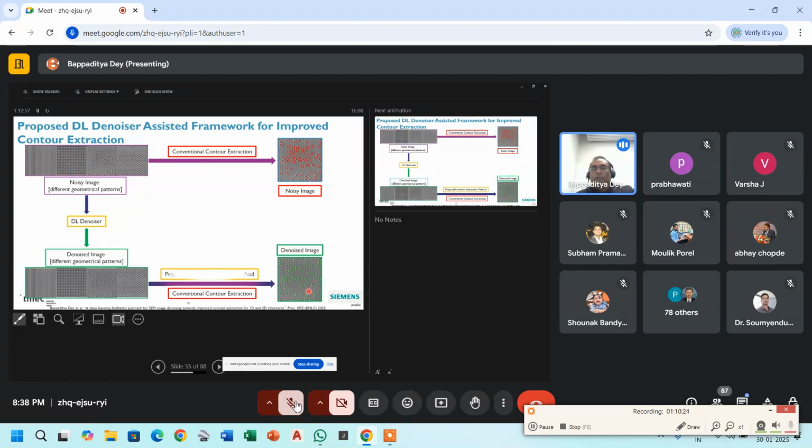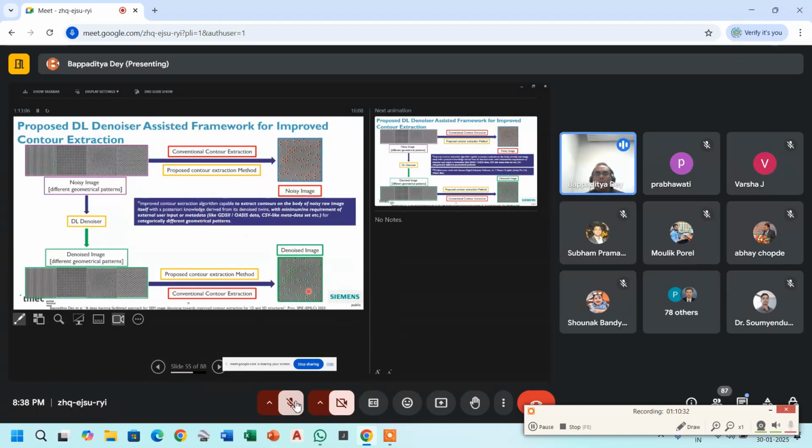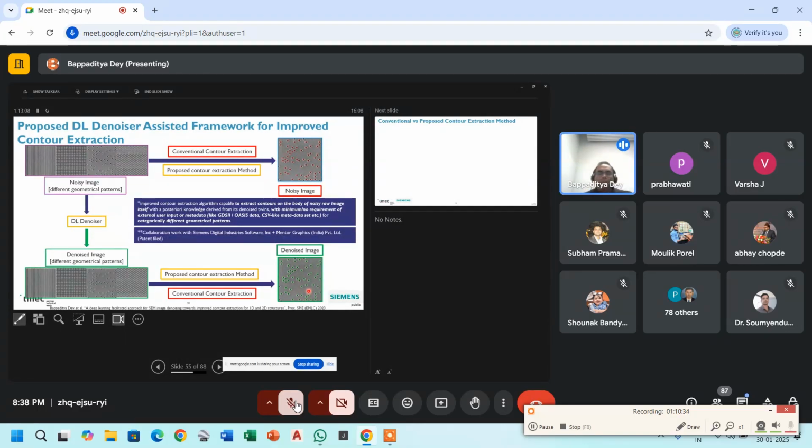So what we did, we invented a new contour extraction method on top of Canny. And basically now you can see the result is completely fine. And when you plug in that one, you can see that in the noisy image, that outlier is also gone, as you can see here.